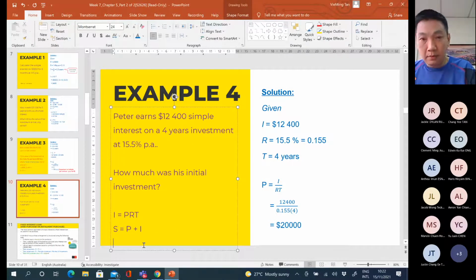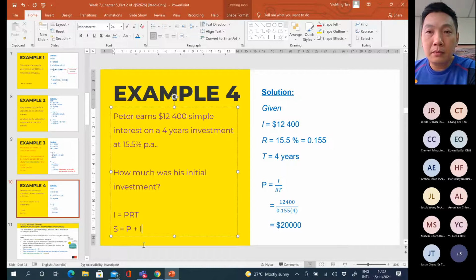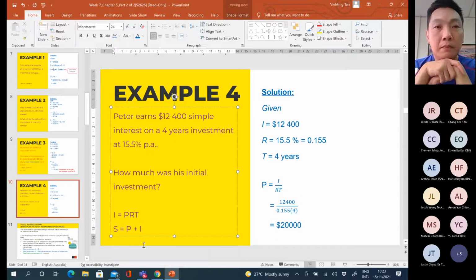Okay, easy. So far we only learned two formulas, to apply to the simple interest calculation. All right, I stop for a while. Any question?